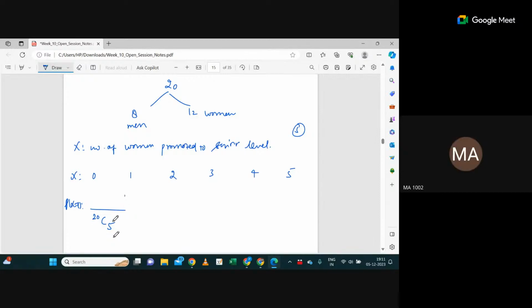Now, what is the favorable? So X is going to take value 0. 0 means there are 0 women. That means all are men. It will be 8C5. Correct. Fine. What about the probability? I'm going to write it down.